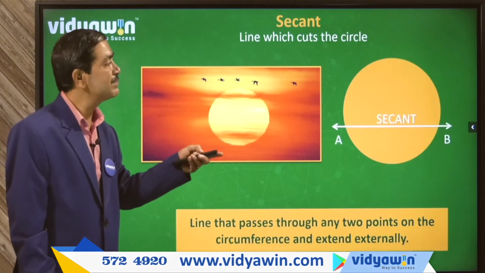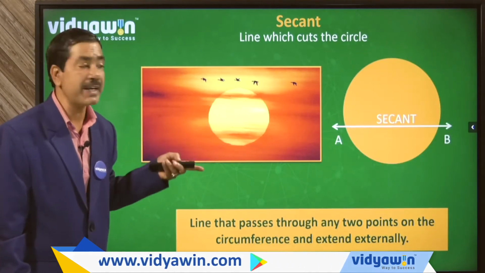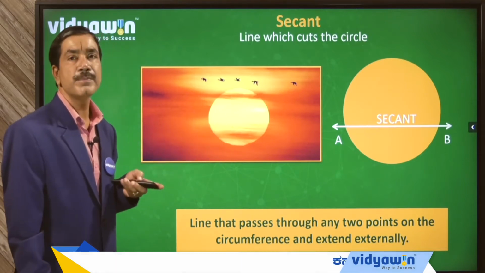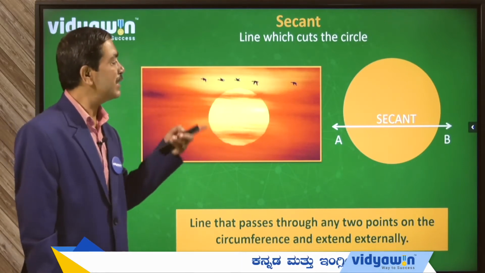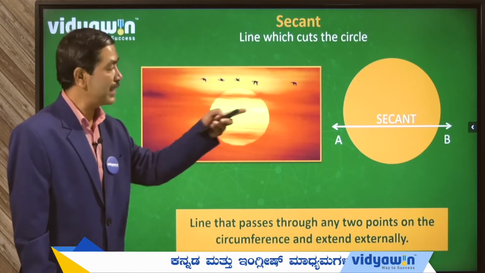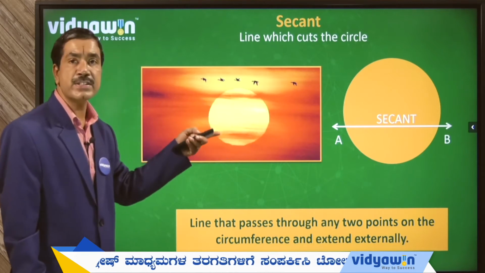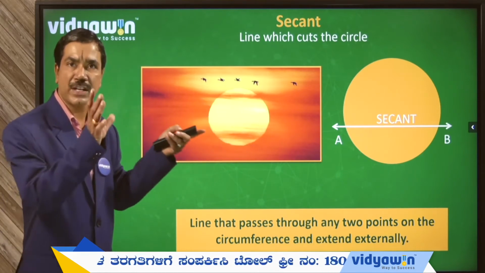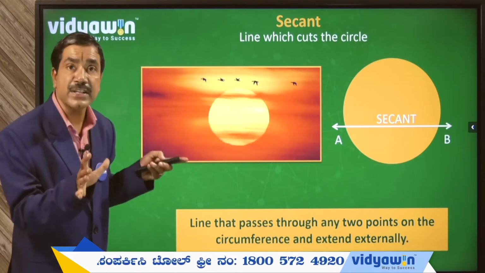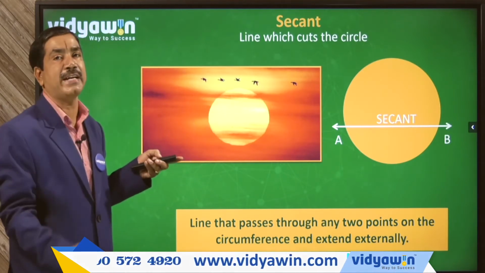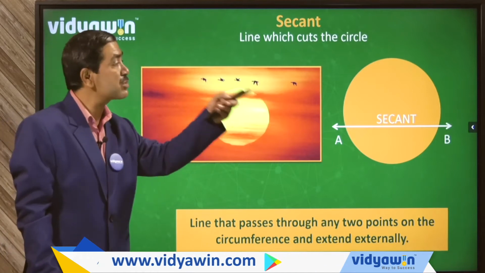See here, there we have taken again a circle. Apart from the circle, there is a line. Here also there is a line. There also there is a line. That line intersects or cuts just 2 points on the circumference and also extends on either side. Both the sides it extends.